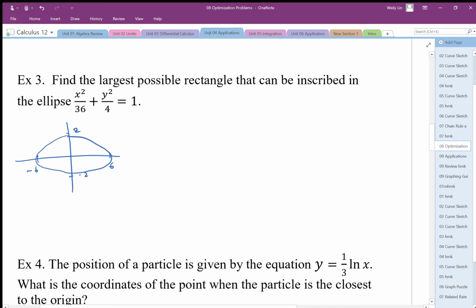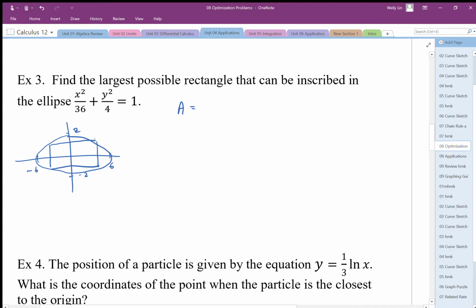Okay, it looks like this, and we want to inscribe a rectangle inside this. We want the largest rectangle. I'm going to assume it's probably longer horizontally than it is vertically. So I want to maximize the area of this rectangle. So I need to come up with an equation to maximize the area of this rectangle.